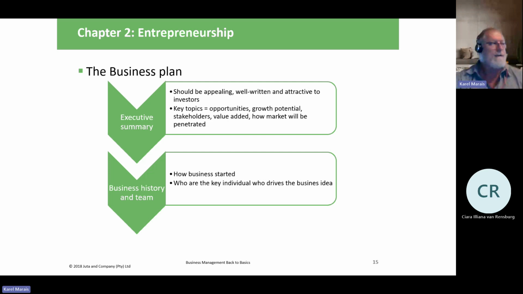Then you do a short business history and team. Sometimes this might be a business that you've started on a small scale, run out of your garage, and now you're getting to the point where you're formalizing the business. So you'll tell the story about the business. Where does the business come from? Why was the business started? Maybe it's something that you were interested in as a hobby, and it's grown to the point where you're not doing this as a hobby anymore because it has actually become a business.